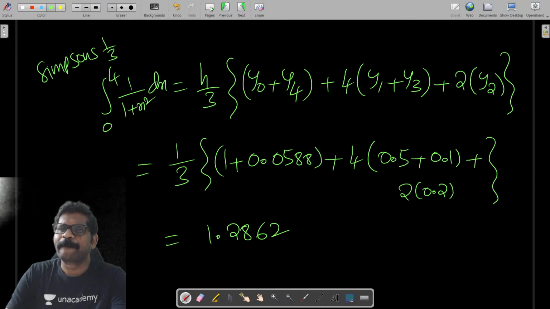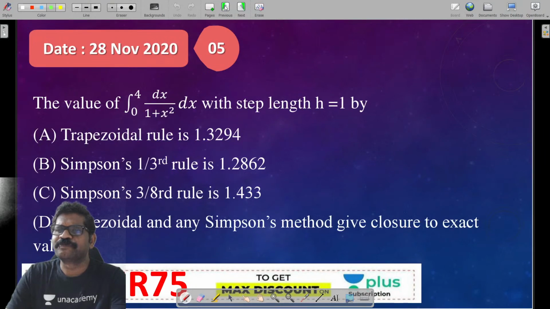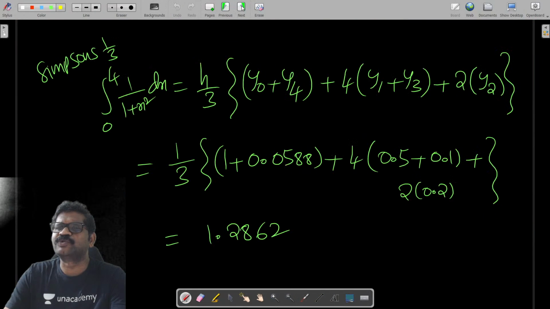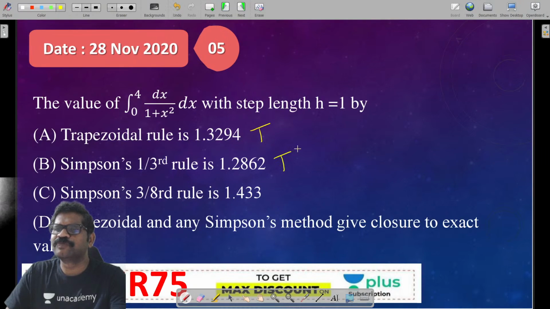Next, 1.3294 by trapezoidal. So this is true. 1.2862 by Simpson's 1/3. So that is also true. Next, we have to examine by Simpson's 3/8 rule.